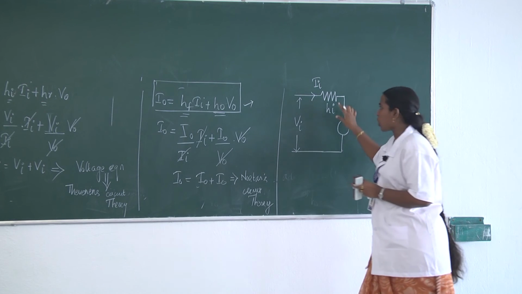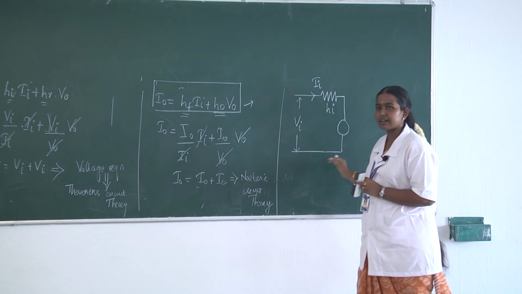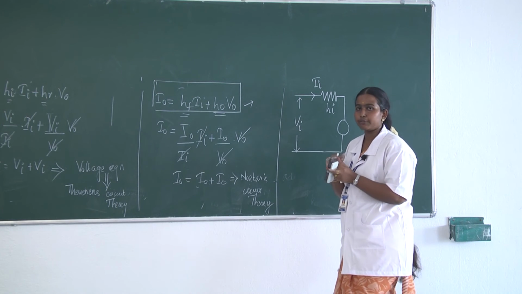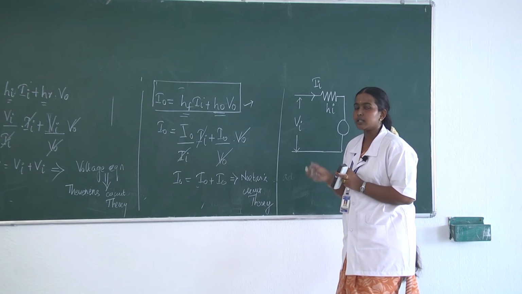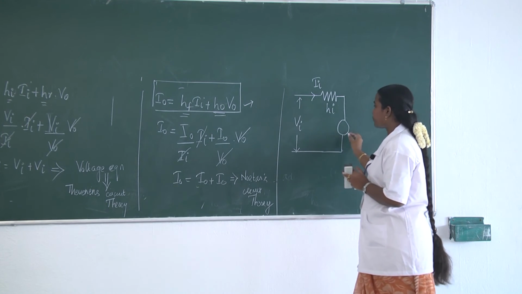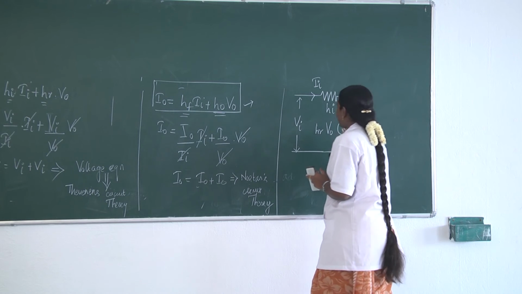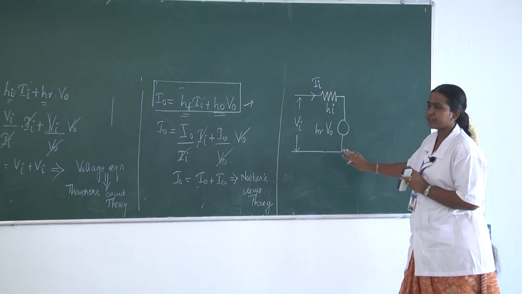Why have I drawn these two parameters in series? I am using a Thevenin equivalent circuit. If two voltages are added, then we have to draw them in series. So I have drawn this in series form. I know this is Hr into V0. Now I have completed the first equation.